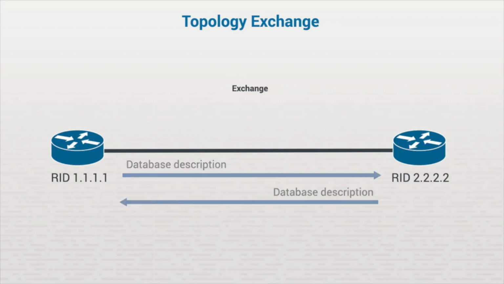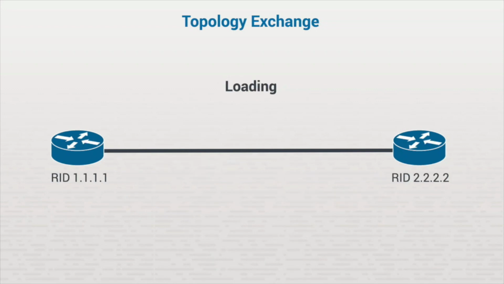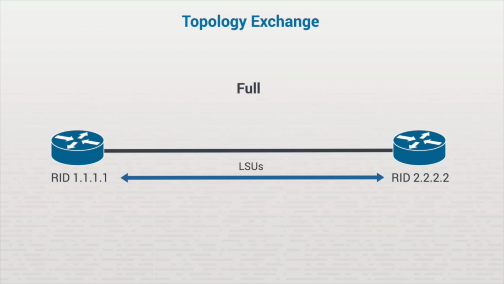Next, the routers move into the loading state, where they exchange LSUs, or link state updates. LSUs include LSAs, which are link state advertisements. Both routers end up with a complete, full database. Now, the routers are in the full state, and they know the topology of the network they belong to. From this point on, they'll monitor each other using hello messages. LSA messages are sent out to keep both routers up to date.